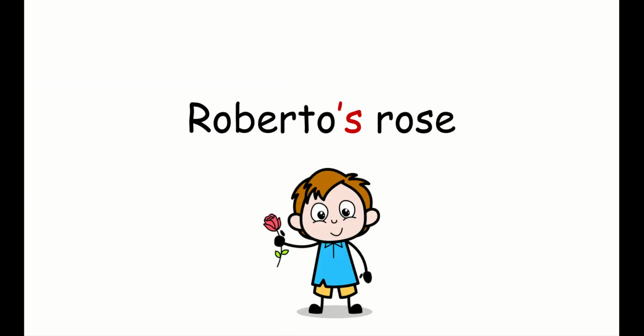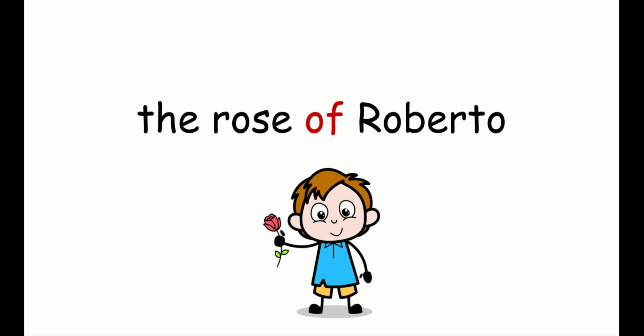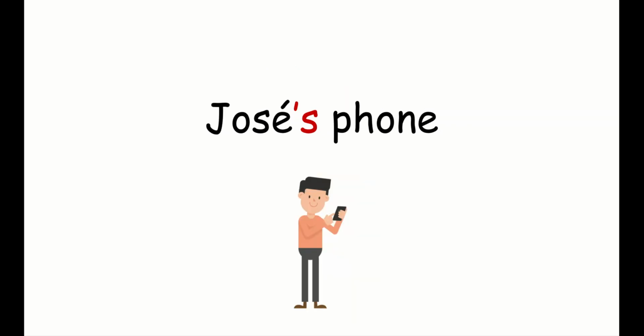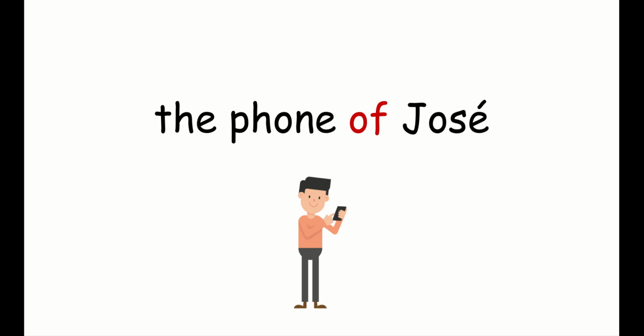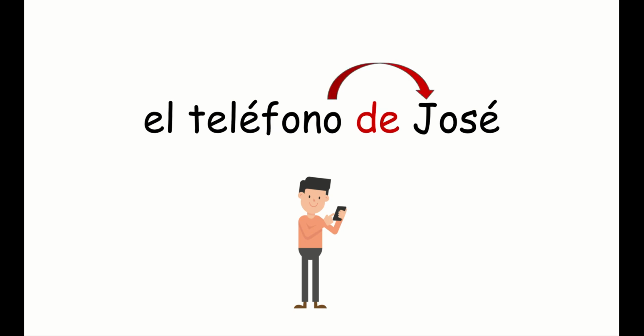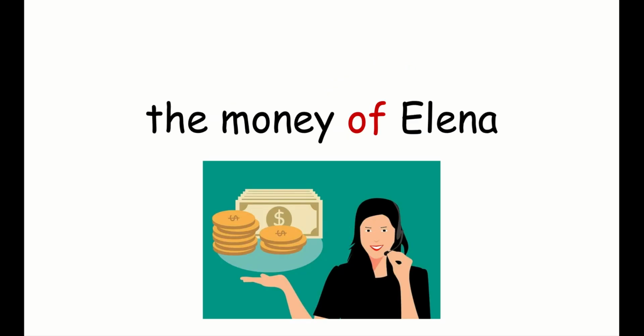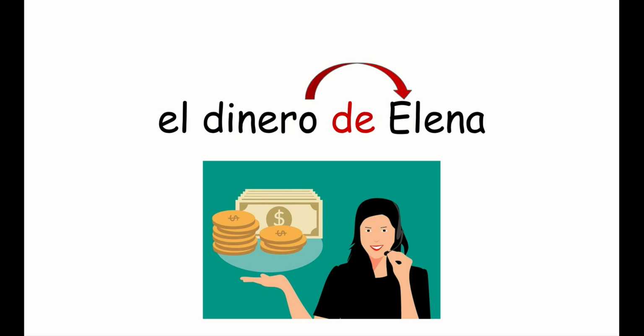And this also works with names, just to reinforce that. Roberto's rose, you can rewrite as the rose of Roberto. And then we can say la rosa de Roberto, Roberto's rose. José's phone, we're going to rewrite as the phone of José, and put that in Spanish, el teléfono de José. And Elena's money, going to rewrite as the money of Elena, and then put it in Spanish, el dinero de Elena.